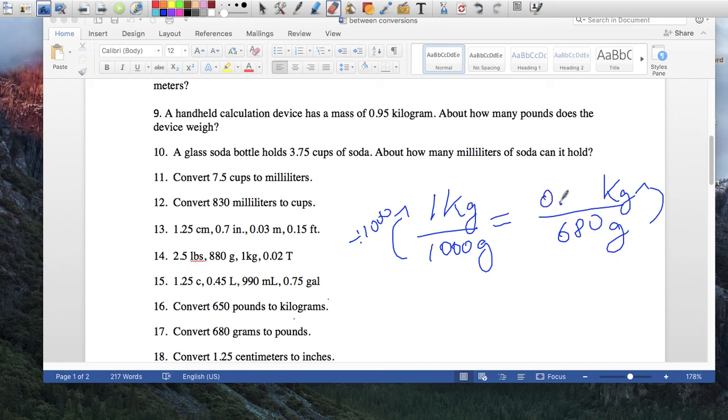1, 2, 3 places. So this question, you make it easier on yourself. Change it to 0.680 kilograms. And now you can change kilograms to pounds because you have a relationship on your sheet that says 1 kilogram is 2.205 pounds. Okay? Hopefully that helps a little bit. And I'll end it here.